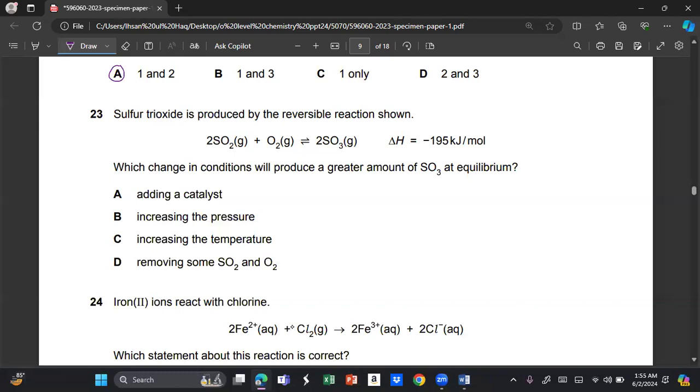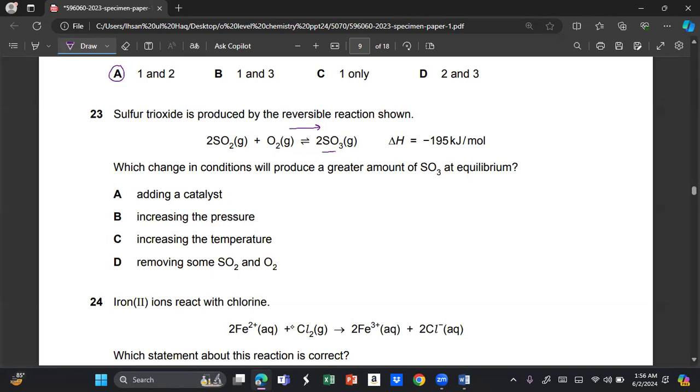Question 23. Sulfur trioxide is produced by the reversible reaction shown. 2 moles of sulfur dioxide react with 1 mole of oxygen to produce 2 moles of sulfur trioxide. Which change in conditions will produce a greater amount of sulfur trioxide at equilibrium? Adding a catalyst, increasing the pressure. You see in this reaction, reactants and products are in the gaseous state, so the effect of pressure is significant here. If we increase the pressure, the reaction will go forward and the yield of sulfur trioxide will increase.